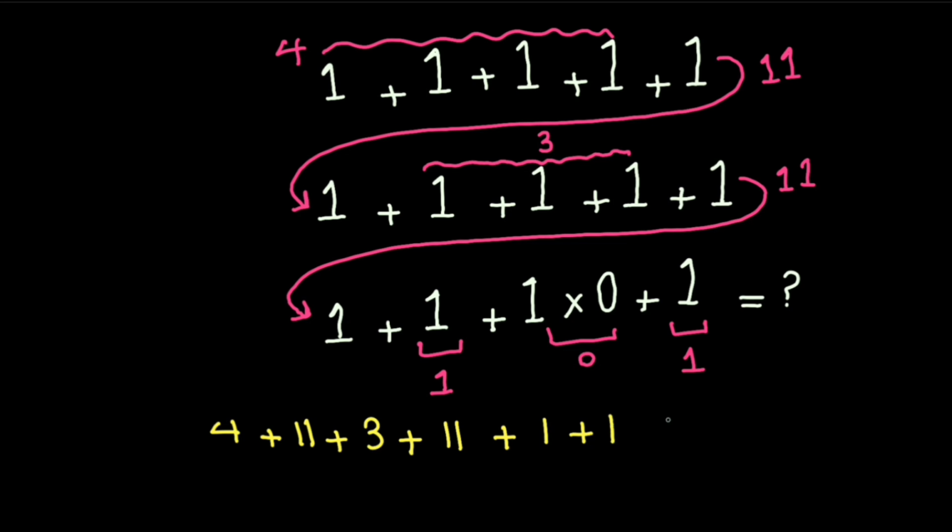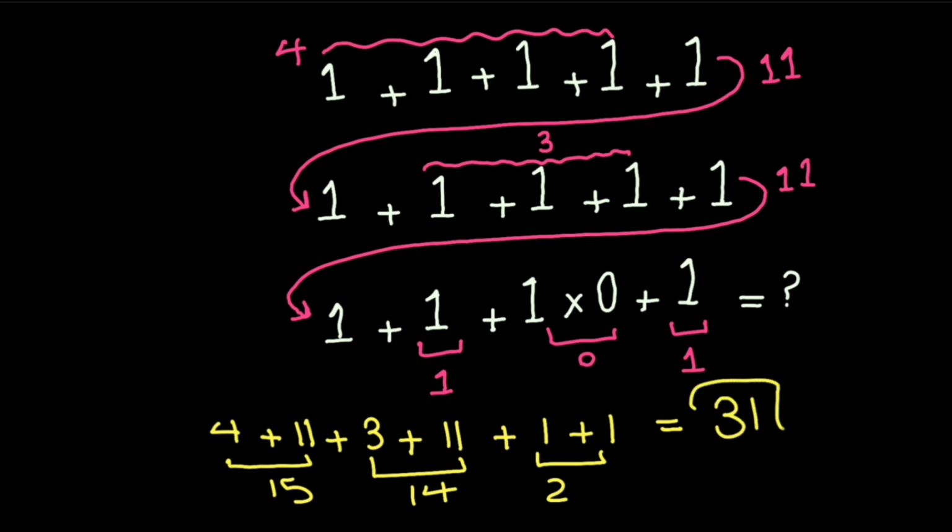Now these numbers give us: 4 plus 11 gives us 15. 3 plus 11 gives us 14. 1 plus 1 gives us 2. Now 15 plus 14 gives us 29, and 29 plus 2 gives us 31. The final answer is 31.